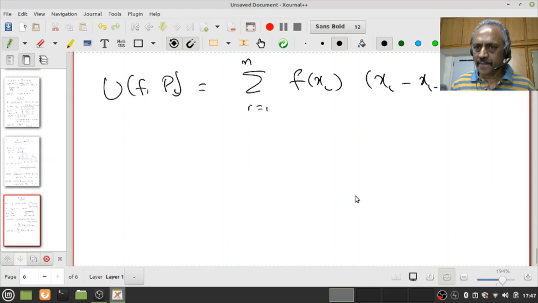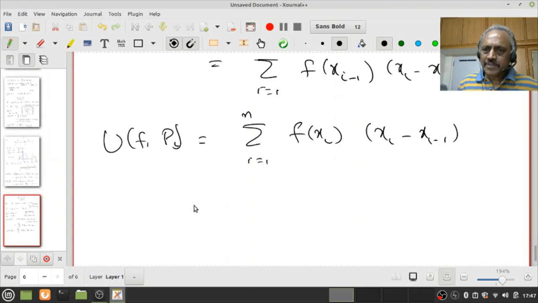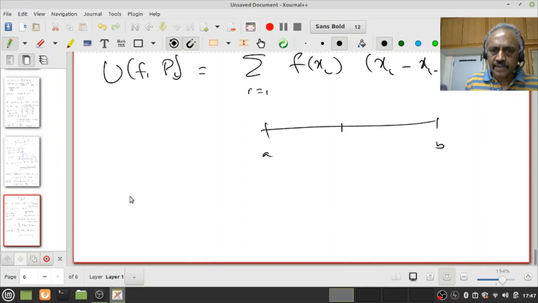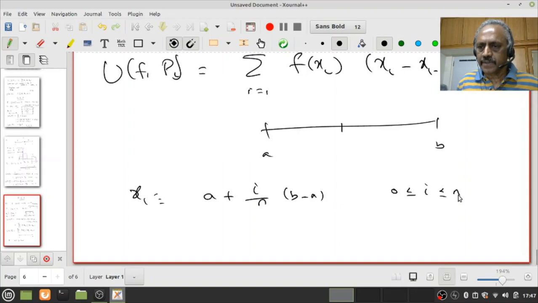Now something happens if I subdivide this interval AB into n equal parts. What is my xi? xi is going to be a plus i by n into b minus a, where 0 is less than or equal to i, which is less than or equal to n. You understand that? So each of the subintervals xi minus 1 to xi will have length b minus a by n.